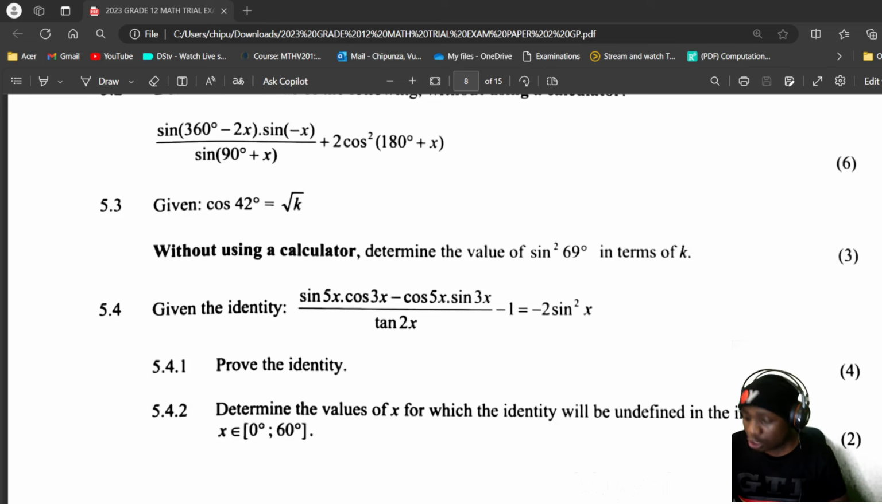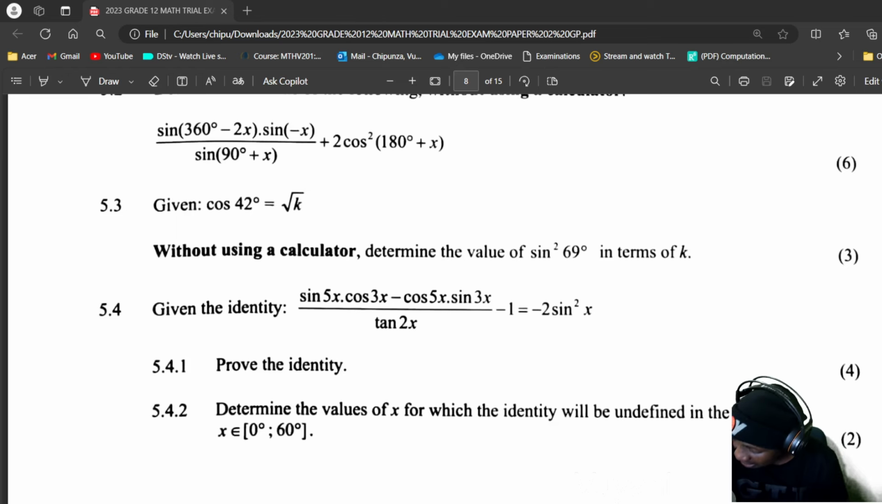I apologize for that. So we are given cos of 42 degrees, which is equal to root of k. Something we have never been asked before: what is sine squared of 69 degrees? There's something beautiful about understanding this terminology and how trigonometry plays around.